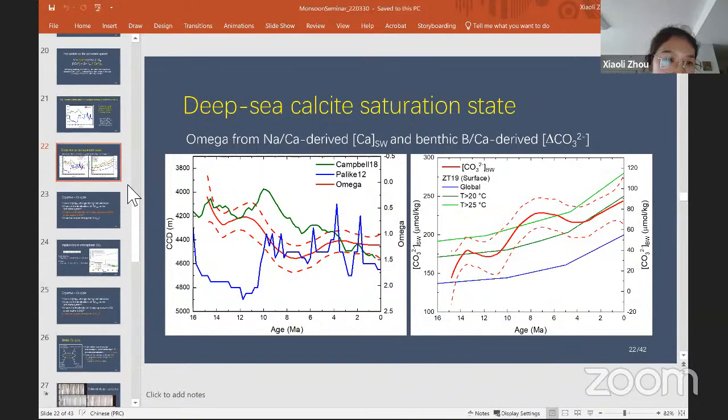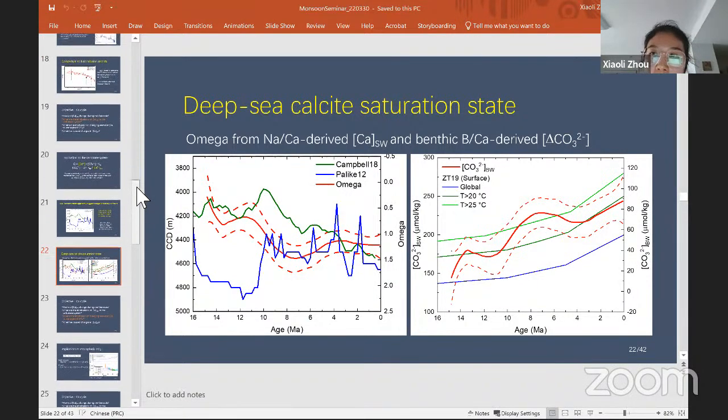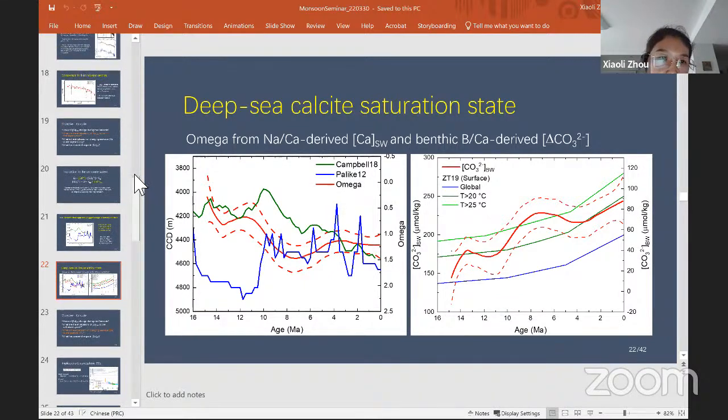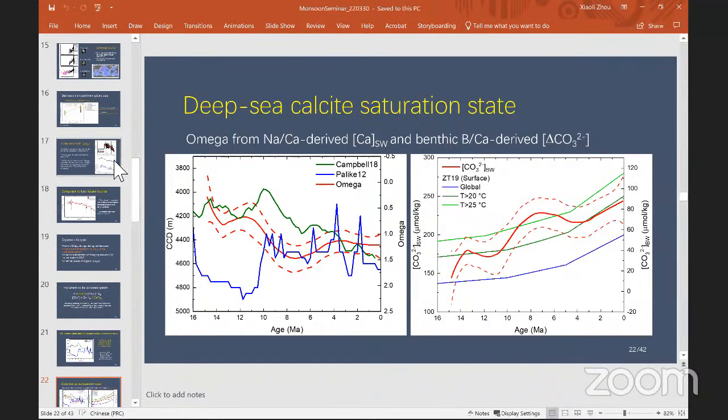But we didn't see that in our sodium calcium ratio. So maybe it's reflected in the carbonate, the calcite saturation state or the carbonate ion, but maybe the effect is not so big as to affect calcium, which has a larger residence time. Okay, thank you. Yep.